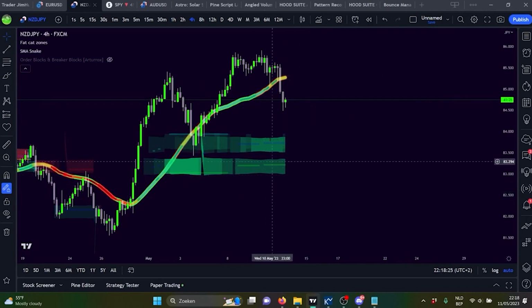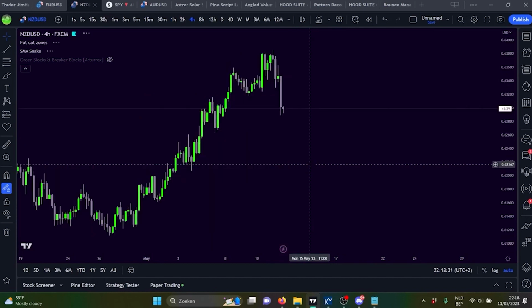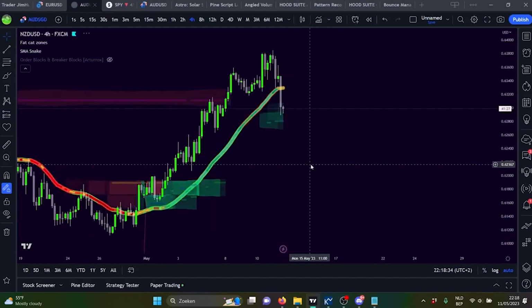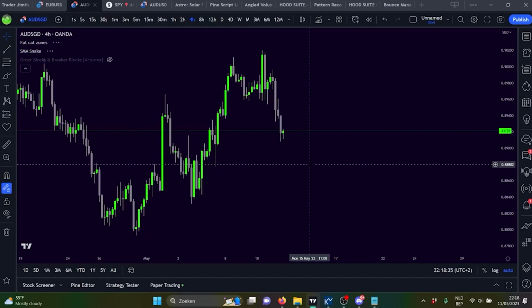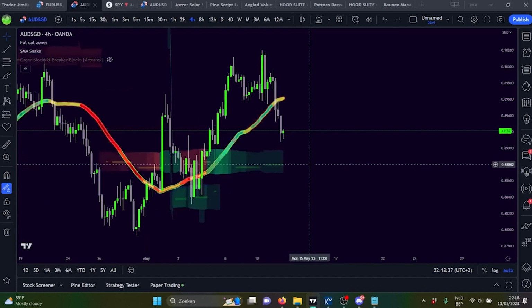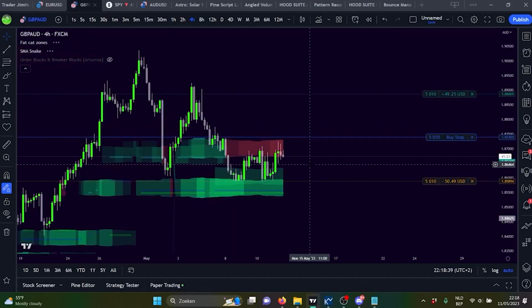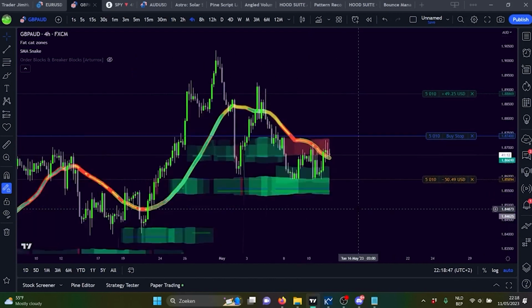Definitely a very solid zone on NZD JPY. Price isn't mirrored, so nothing gonna happen. Still not breaking out of these zones on GBP AUD.